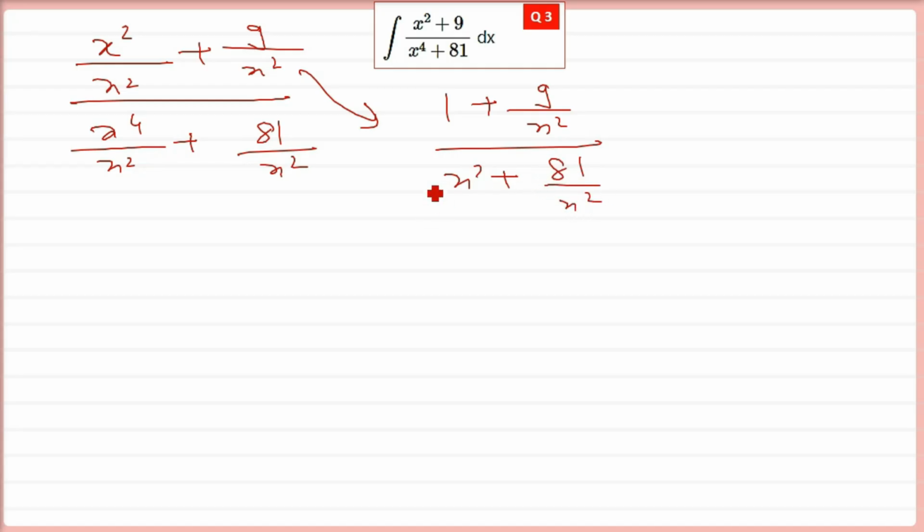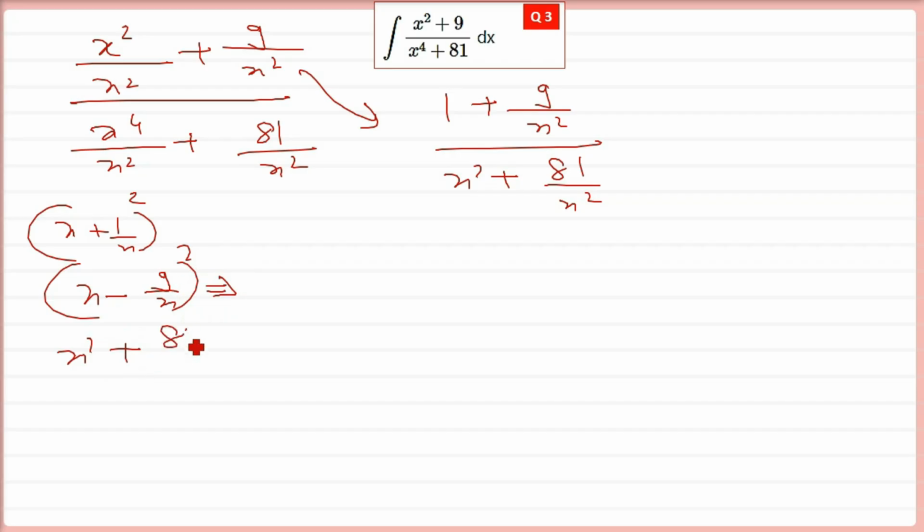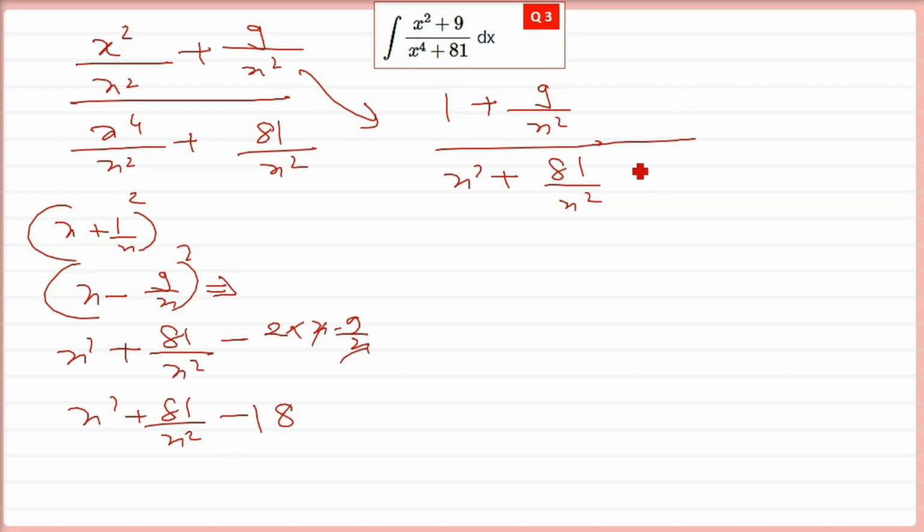Now you need to have an observation as per your previous experience. X plus 1 by x square was what? See, if you want a plus in the numerator, you ought to have a denominator in the negative sign. So if you write x minus 9 by x whole square, which I can see the denominator will come with this. If you square it, x square plus 81 divided by x square minus 2 into x into 9 by x. So this will form what? It will be x square plus 81 by x square minus 18. So we already have this x square plus 81 by x square. Let's subtract 18 and add 18.